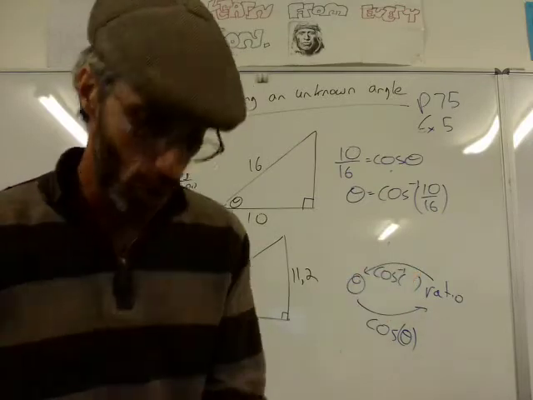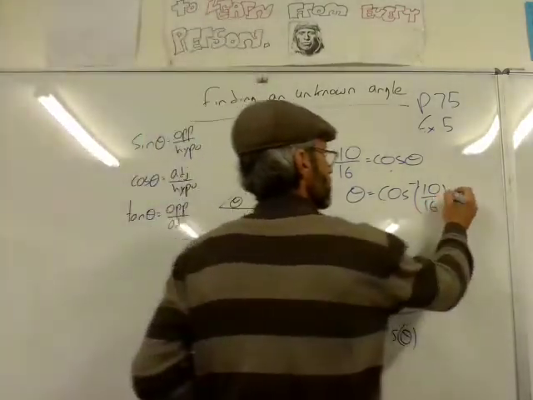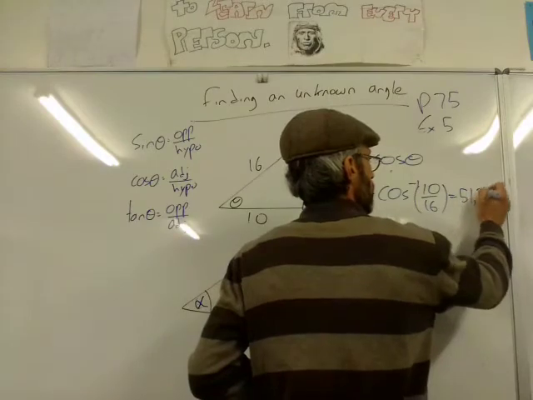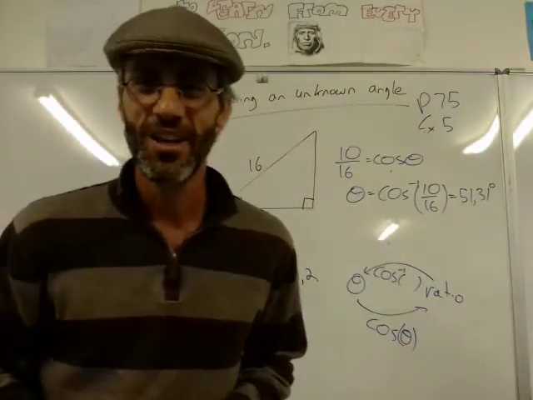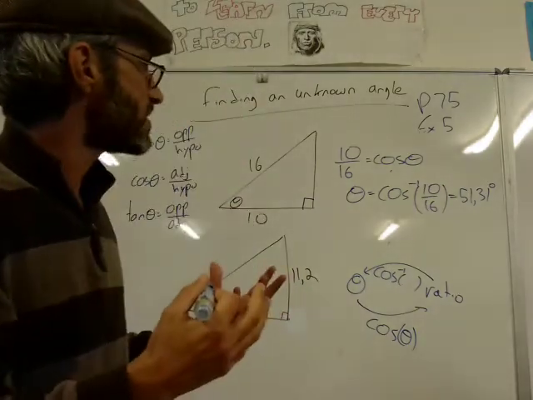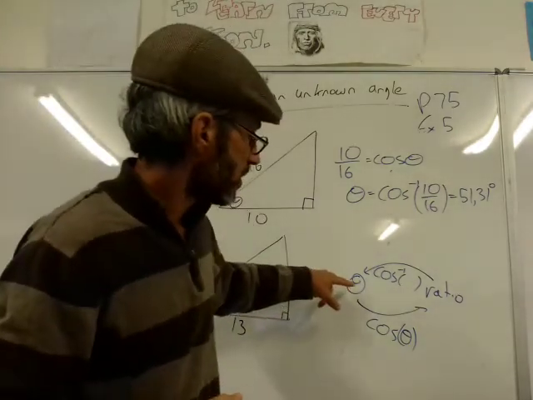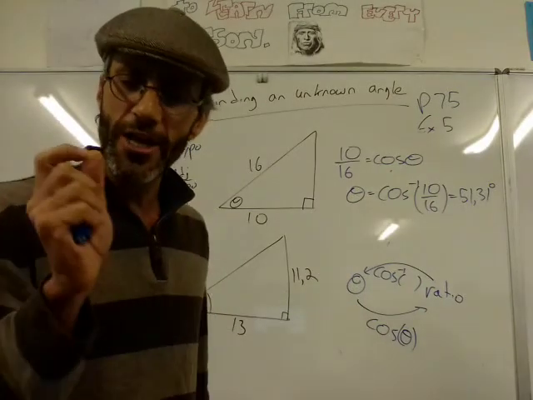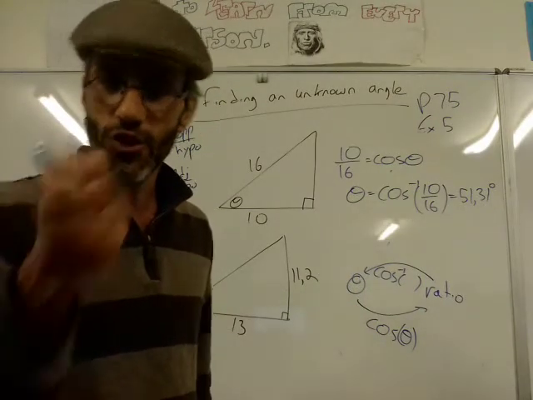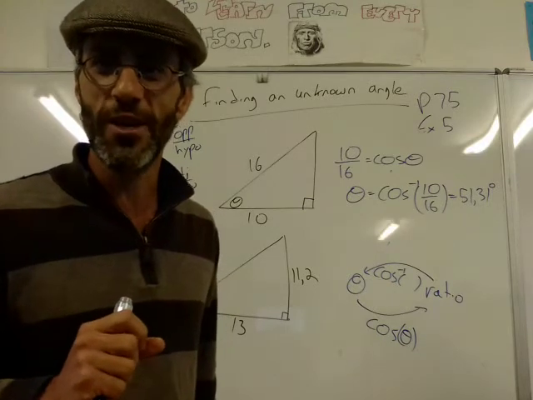And if I press equal, I get 51.31. Let's put degrees on it, important. So that was one example of how we go from a ratio to an angle. I'll put in another little video, just another example, and then you'll be ready to do exercise 5.